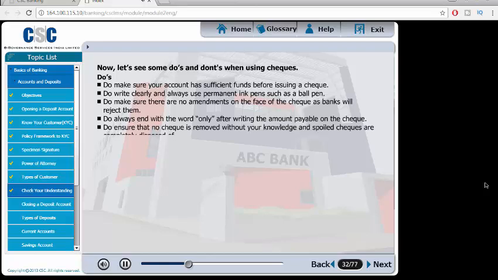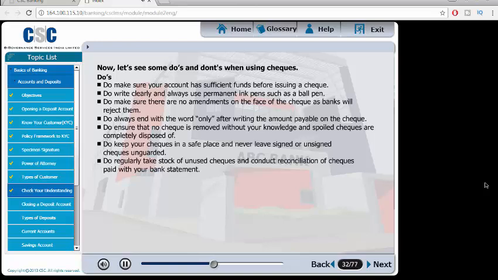Do ensure that no check is removed without your knowledge and spoiled checks are completely disposed of. Do keep your checks in a safe place and never leave signed or unsigned checks unguarded. Do regularly take stock of unused checks and conduct reconciliation of checks paid with your bank statement. Do immediately report to your bank if there are missing checks in your checkbook.